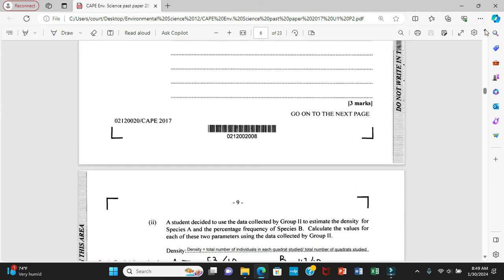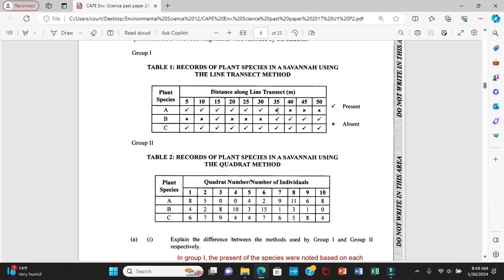First of all, you have to know that the line method and the quadrat method are used on plants, recording the number of plant species present in the area. It's a sampling method, but it's not for animals; it's for plants. So you have to look at the relationship plants may have. It's not a predator-prey relationship or anything like that, because these are not animals. You have to remember that.